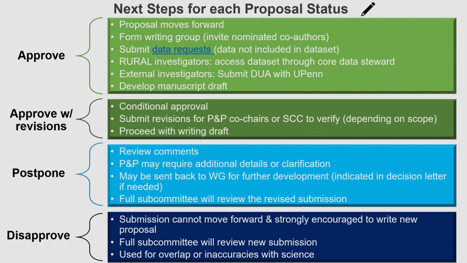For disapproved proposals, this is mainly used for papers that have overlap that need to be reconciled, or for proposals that have issues with the scientific content. The P&P strongly encourages writing a new proposal or reconciling with another writing group.